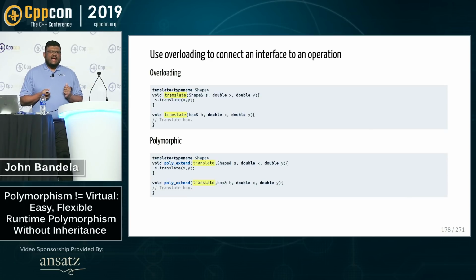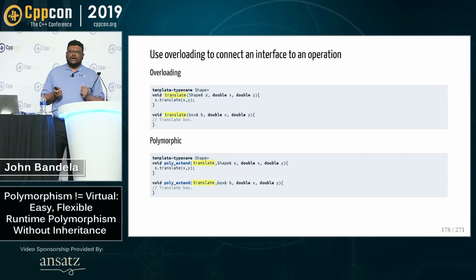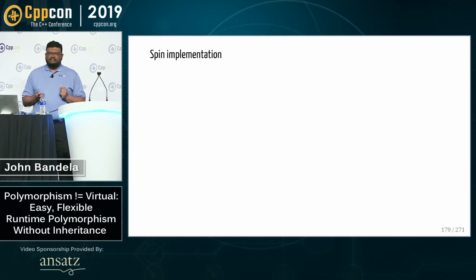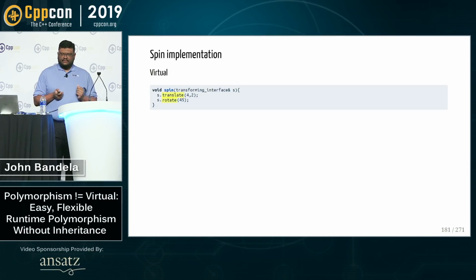So instead of having every function overload be a different name, we name them all the same, polyextend, and we put in translate. So we've moved from naming by function names to naming and dispatching by types. So let's look at how we do spin. So virtual, we took in the transforming interface, S, and we called s.translate, s.rotate.